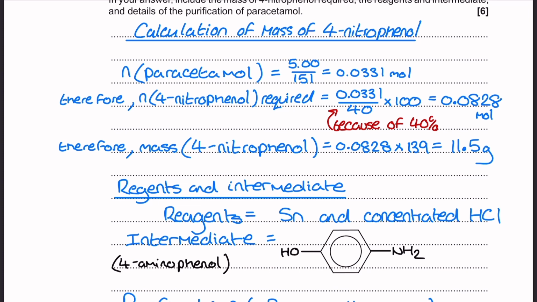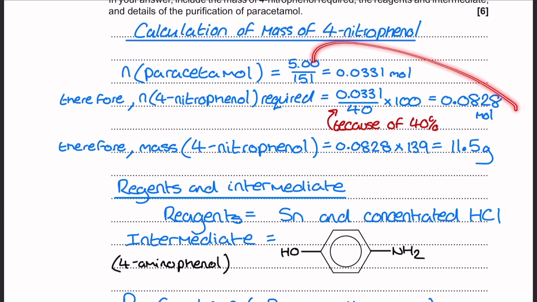So for this, I'm going to do my calculation. There are a couple of ways to do this. If you want to see an alternative way of doing it, dig through the mark scheme for this. It did give you some alternatives, but this for me was the most obvious way to go through the calculation. I figured out the moles of paracetamol that I need to achieve in 5 grams. So 5 grams of paracetamol gives me 0.0331 mole. Therefore, considering the 40% conversion, so I divided by 40 and times 100, I need 0.0828 mole of the 4-nitrophenol to get that many moles of paracetamol.